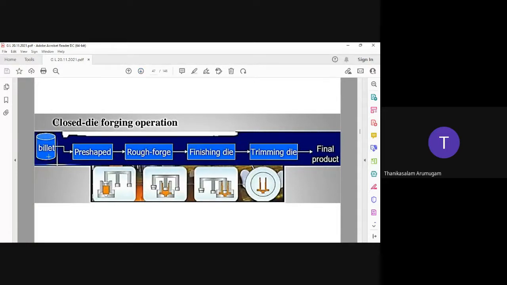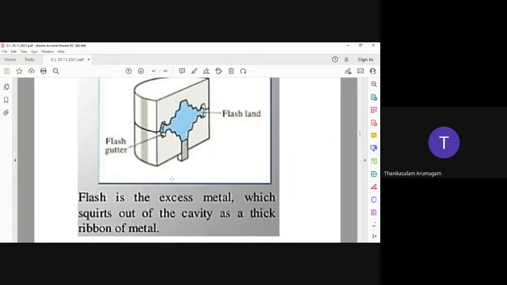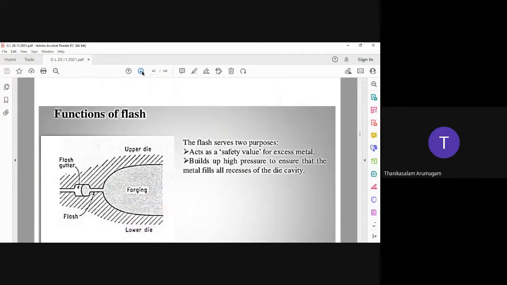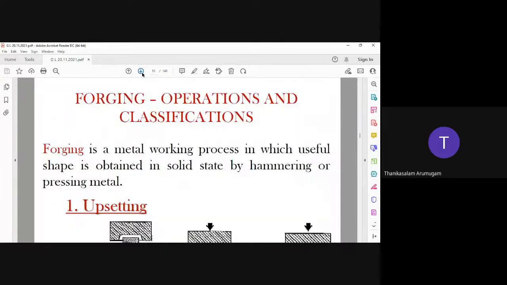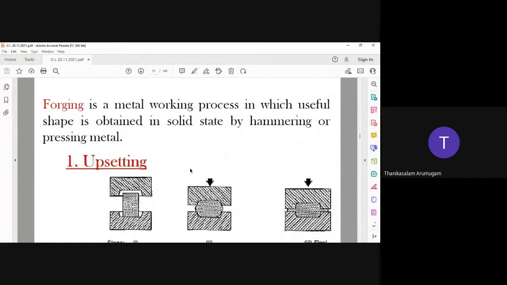The billet is the material, the initially shaped material, maybe a round or rectangular billet. Then it is pre-shaped, rough forged by applying force, then a finishing die and trimming, any unwanted trimming, and the final product. So these are forging operations. Forging is a metal working process in which a useful shape is obtained in solid state by hammering or pressing metal.